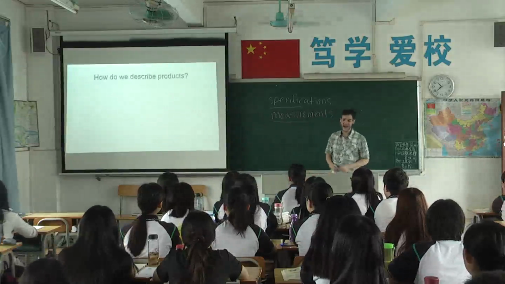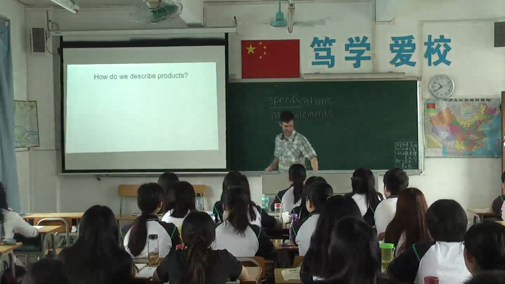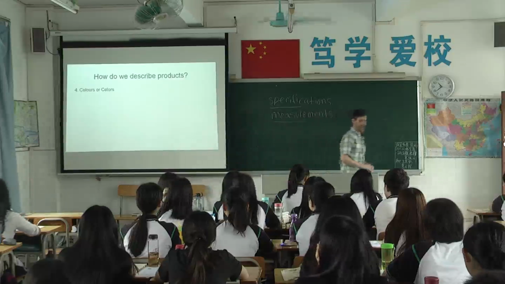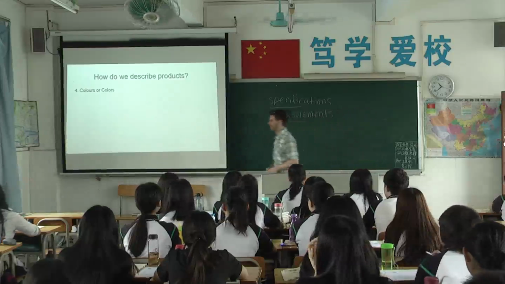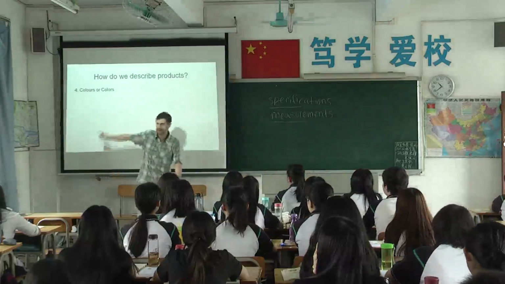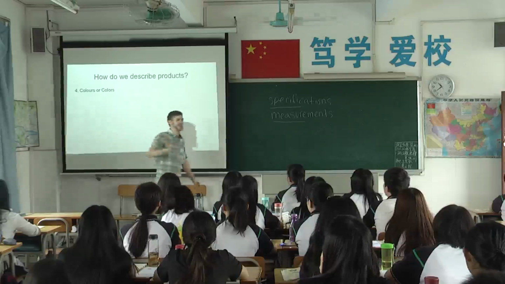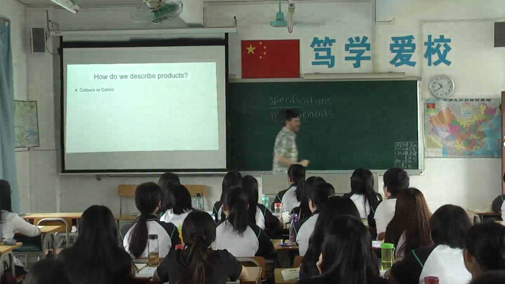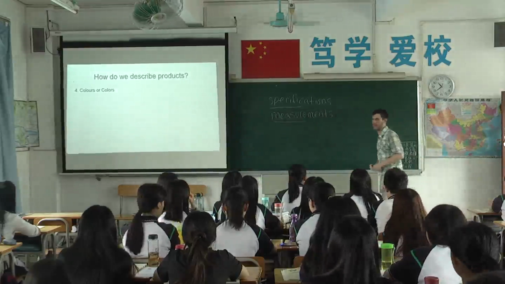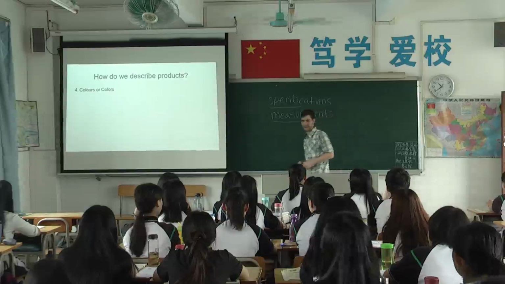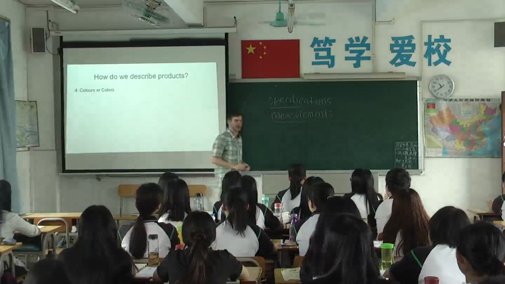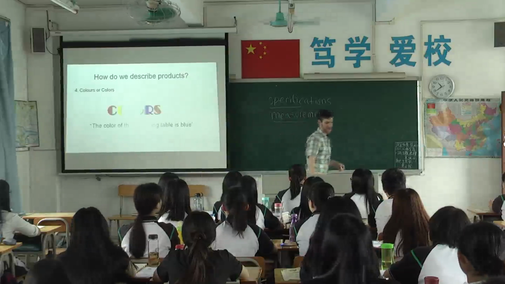Next, on how do we describe products? Most of you know these. You told me. Colors. This is the English way to spell colors. I don't like England. This is the American way. Colors. I will use that one. I should not have to tell you how to describe colors. If you do not know colors, you should talk to me after class. You should know your colors, right?